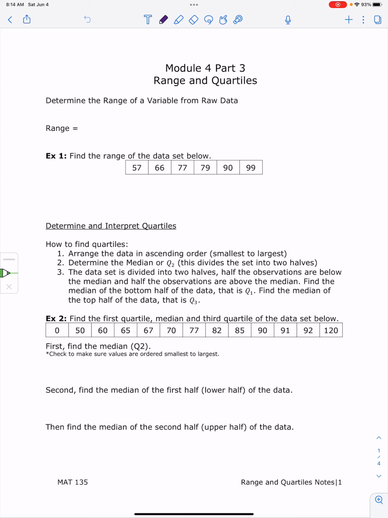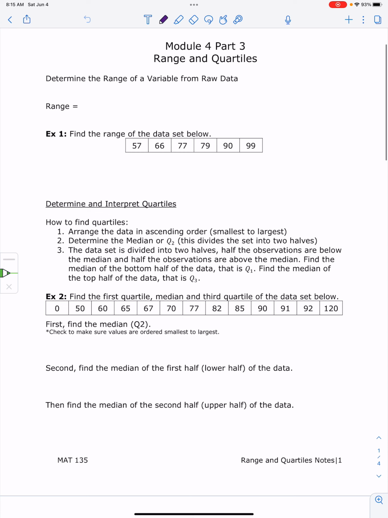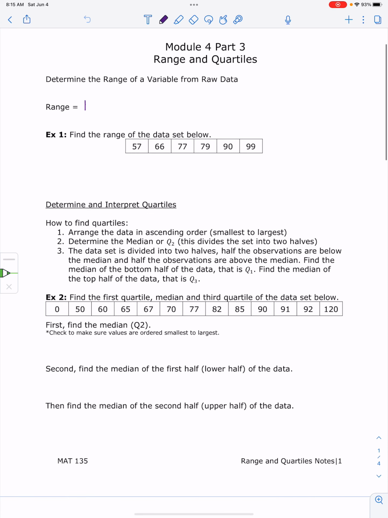Okay, these are the Mod 4 Part 3 notes, page 1. We are going to talk about the range of a data set and quartiles. So the range of the variable from our raw data is fairly straightforward to compute. We're going to take the largest value, and from that, we're going to subtract the smallest value. We want to see how spread out the data in the set is.